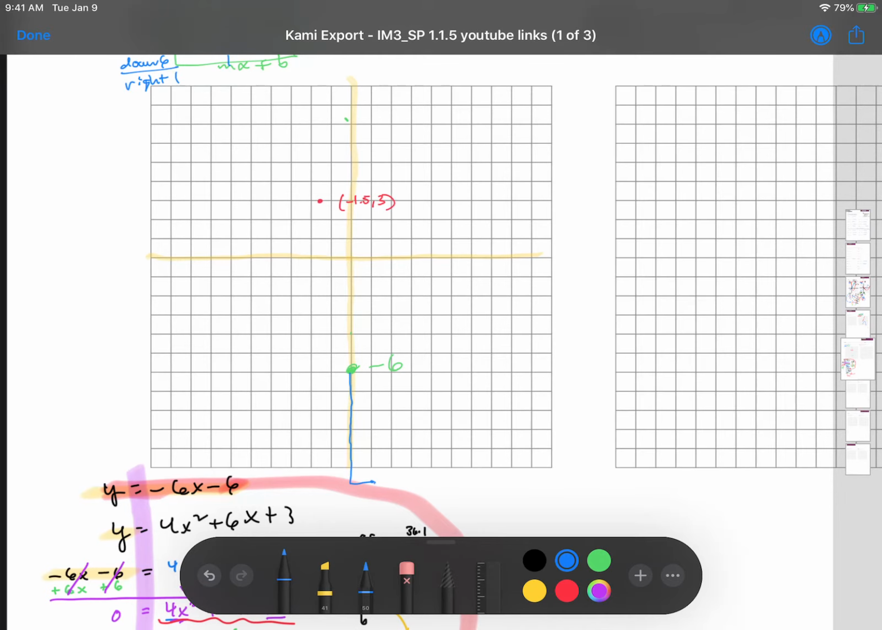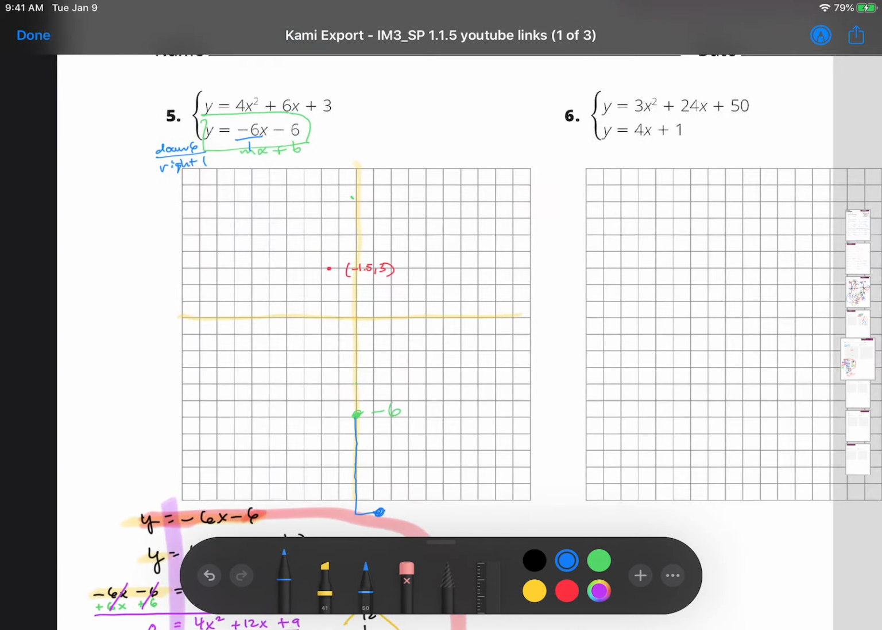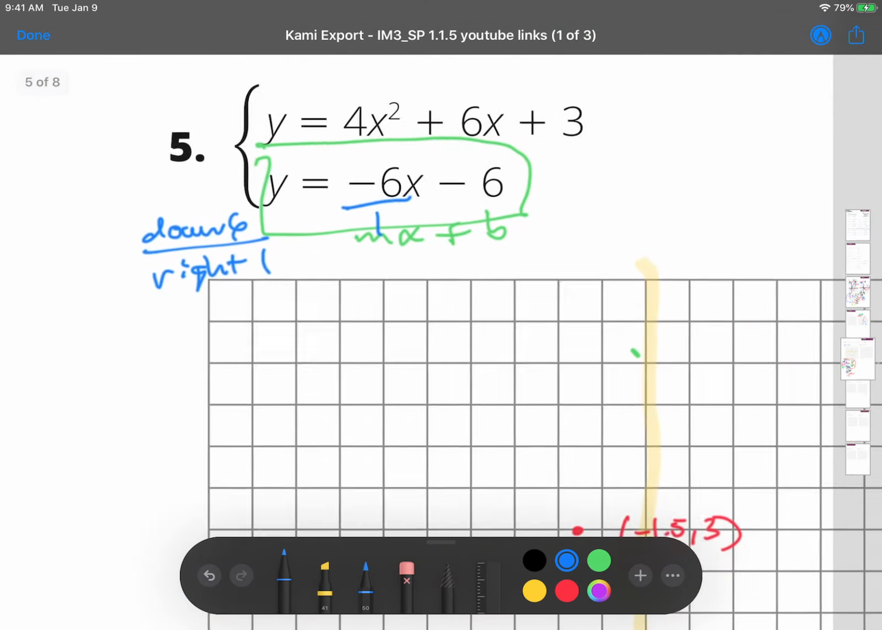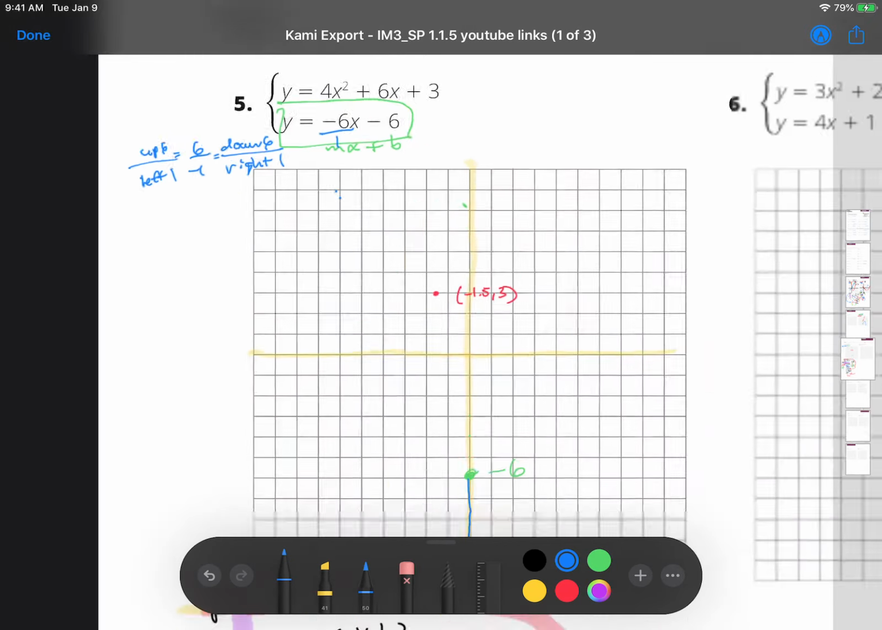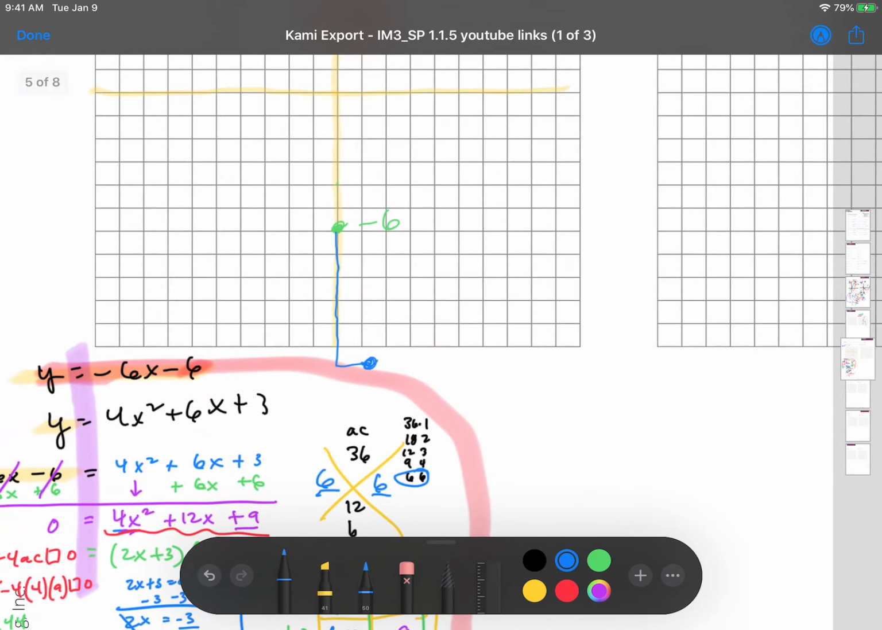Okay? Now, you can do the opposite. This is crazy. Watch this. You can also do 6 over negative 1. Why? Because a positive divided by a negative is negative. So this would be up 6 to the left 1. Let's try that. Up 6, and you'll notice it falls in line. Up 6, 1, 2, 3, 4, 5, 6. See it?